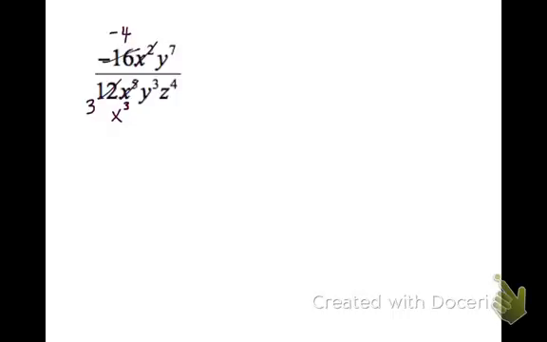For the y's, I have y to the 7th on the top, y to the 3rd on the bottom. 7 minus 3 is 4. So I get y to the 4th left on the top, and z to the 4th just stays there as well. So my final answer is negative 4, y to the 4th on top, and on the bottom 3, x to the 3rd, z to the 4th.